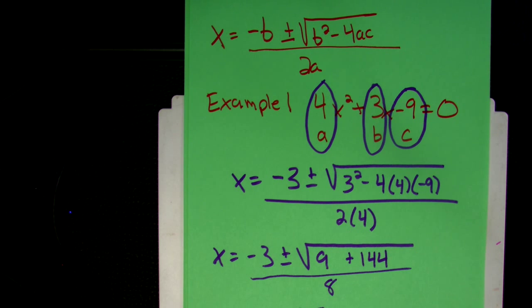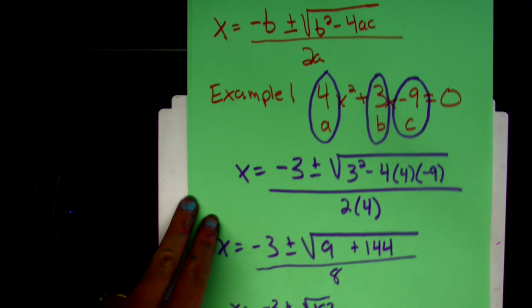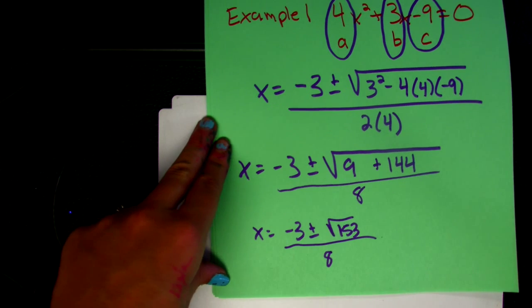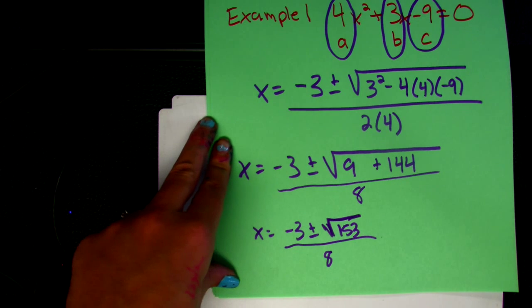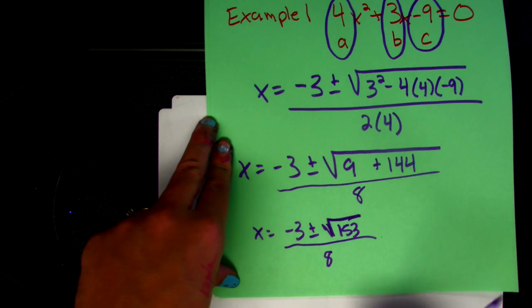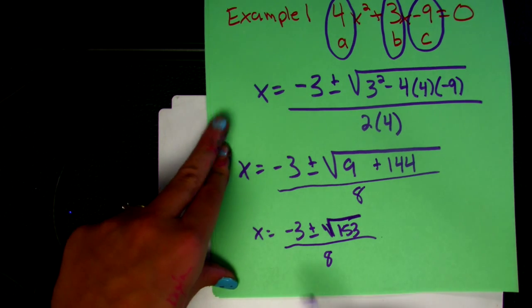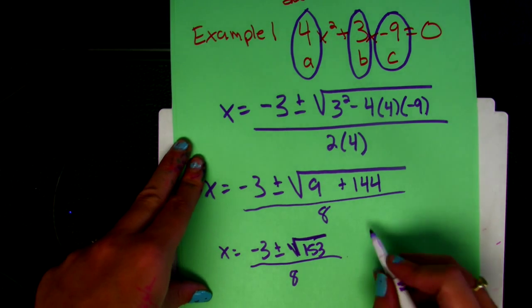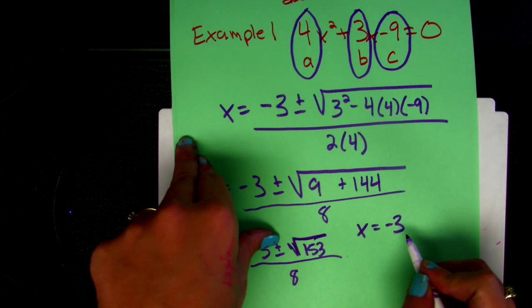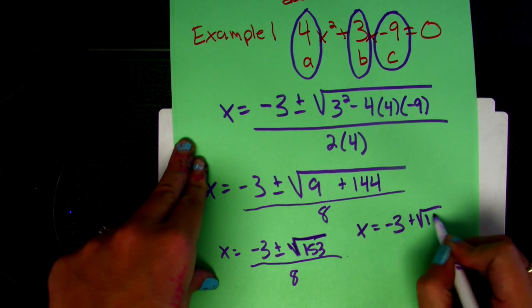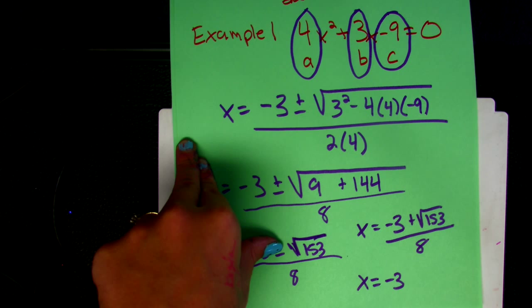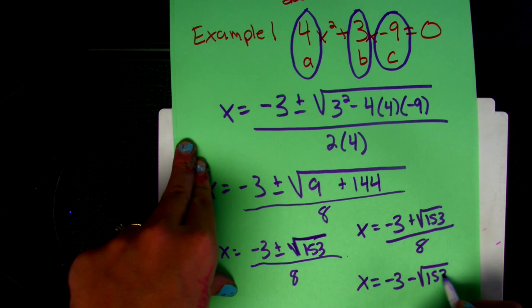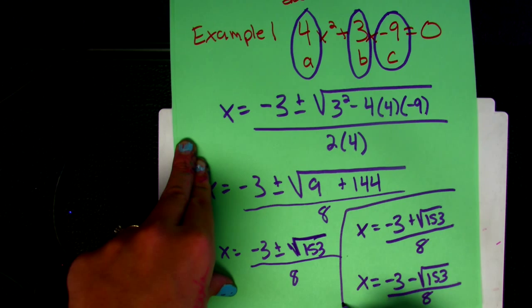Okay, so I have two answers because I have plus and I have minus. First of all, I can't take the square root of 153, so I'm just going to leave it there. I can simplify it a little bit, but I haven't shown you how to do that, so don't worry about that. It's not a perfect square. So from here, I'm just going to write my two answers. Either x is equal to negative 3 plus the square root of 153 over 8, or x is equal to negative 3 minus the square root of 153 divided by 8. So those are my two answers.